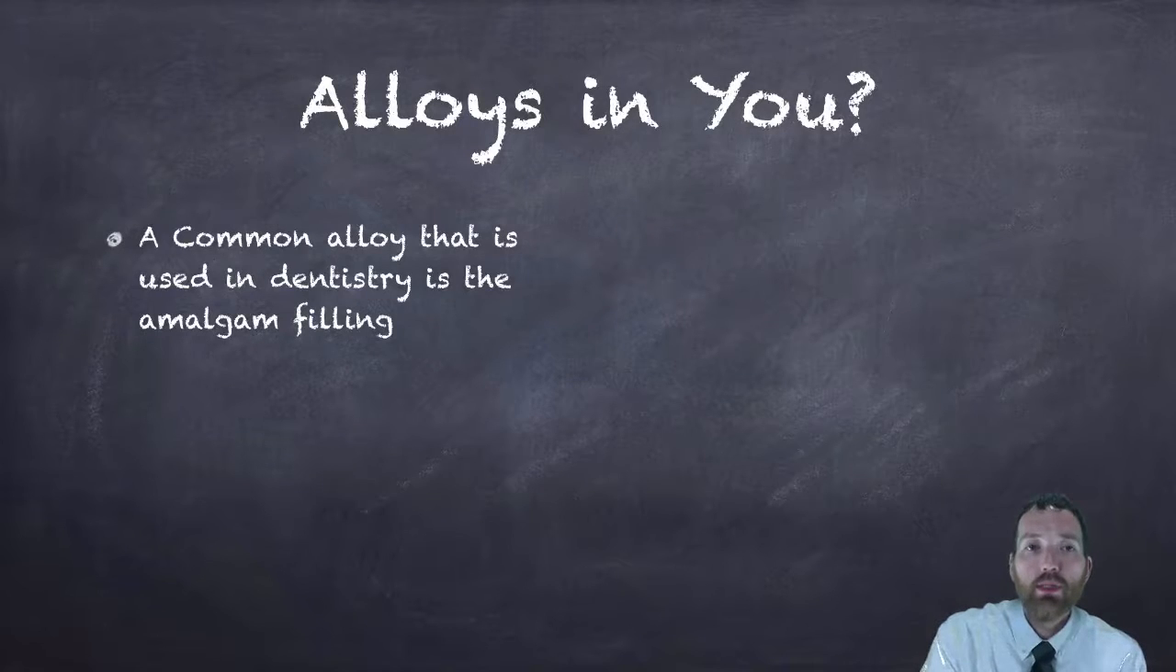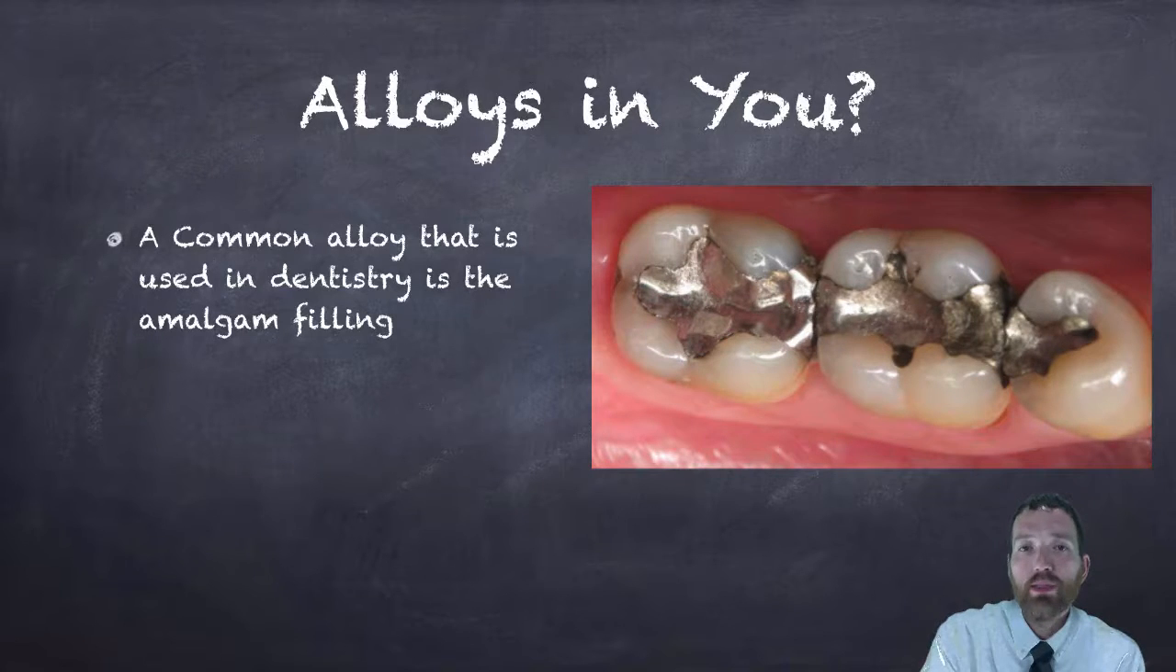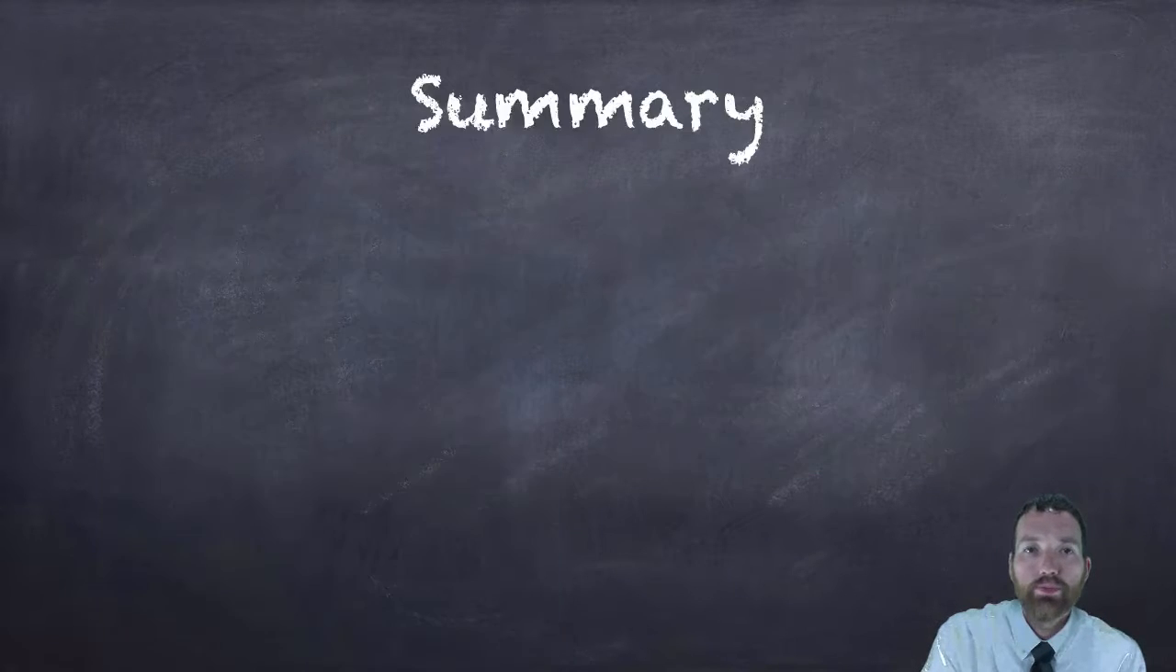There are even alloys in you. A common alloy that's used in dentistry is the amalgam filling. If you've ever had a cavity filled at the dentist, you may have gotten an amalgam filling in your mouth. This is what they used to look like, this silvery color. Nowadays, they're colored to match the natural color of your teeth. But they're made of a mixture of metals: mercury, silver, tin, and copper.